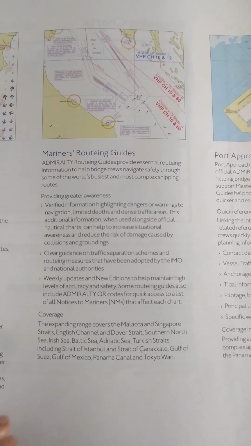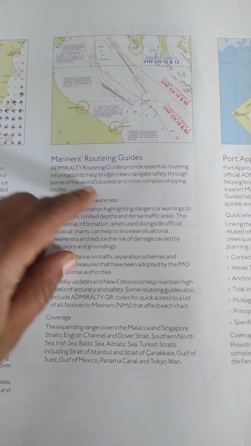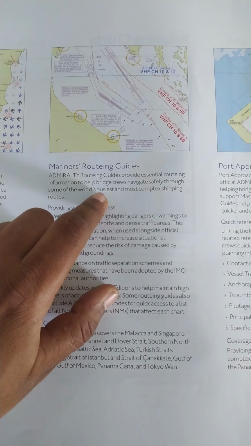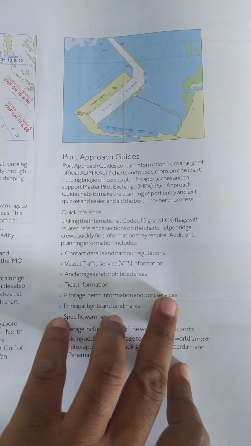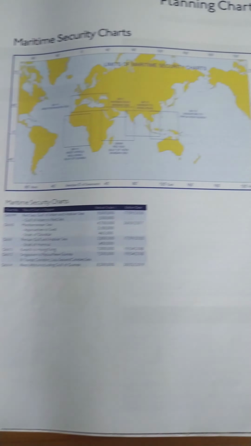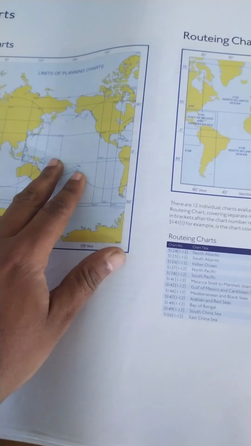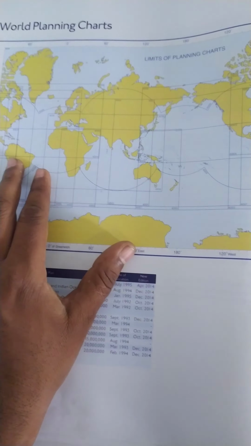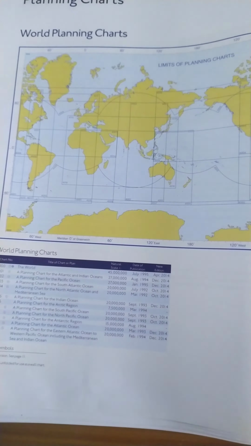Then come the mariners routing guides. These are charts that give you how to transit an area. Then the port approach guides and the mnemonic charts. So world planning charts, the chart numbers, and the list is provided there.